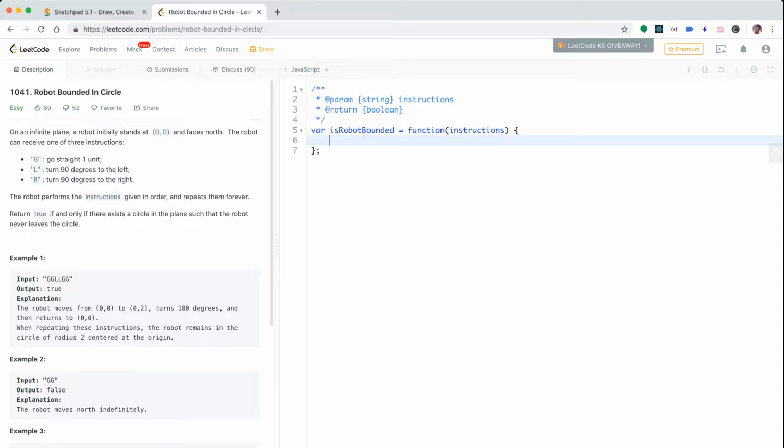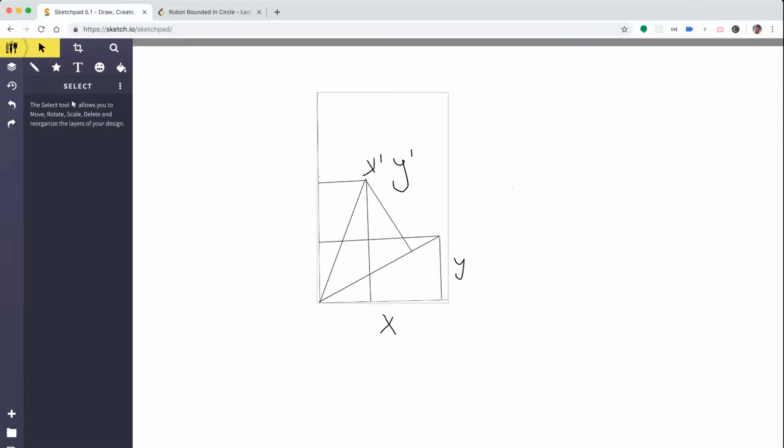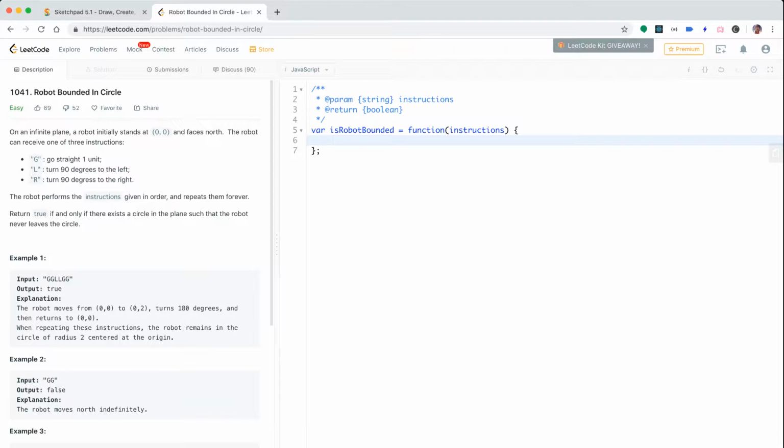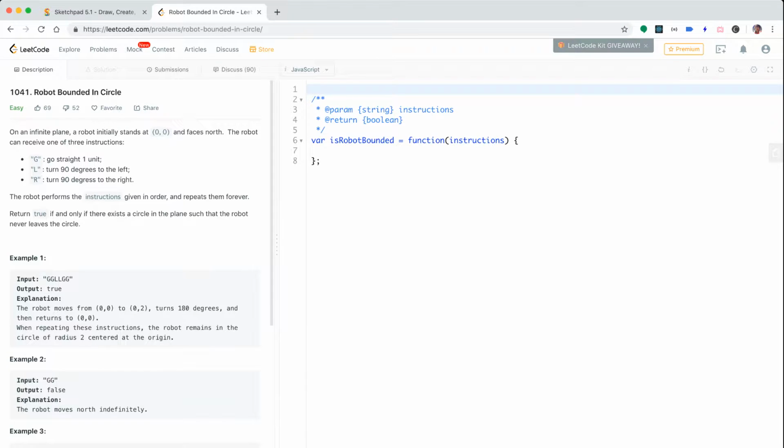I'll draw this later. Okay. At first, since I already drew this graph, I first handle the rotation, because we have two commands, L and R, which command the robot to turn left or turn right. So let's take a look.